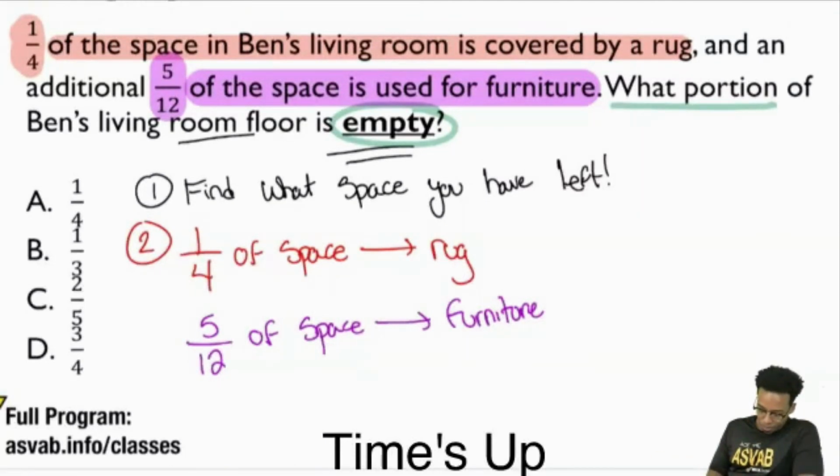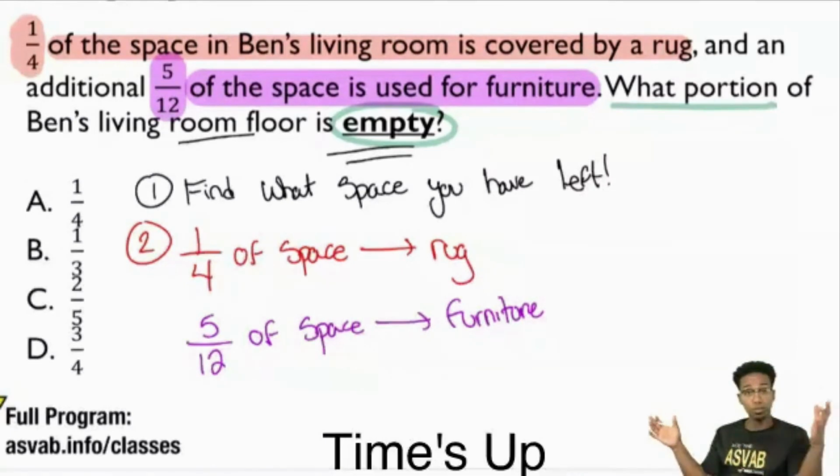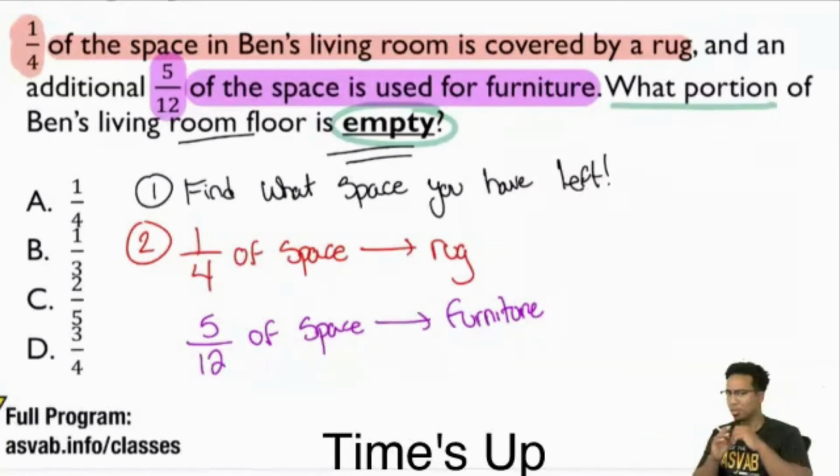Okay, a quarter of the entire living room is for the rug. All of that is for the furniture. Is subtracting rug from furniture, does that make any sense at all to find out what's empty? No. What you want to do is take the whole room, subtract the rug, subtract the furniture, and then you see what's left. Does that make a little more sense to everybody? It would make more sense to find out what's empty.